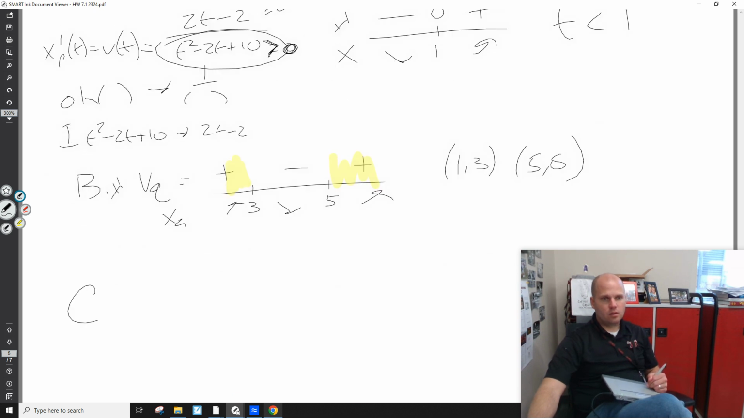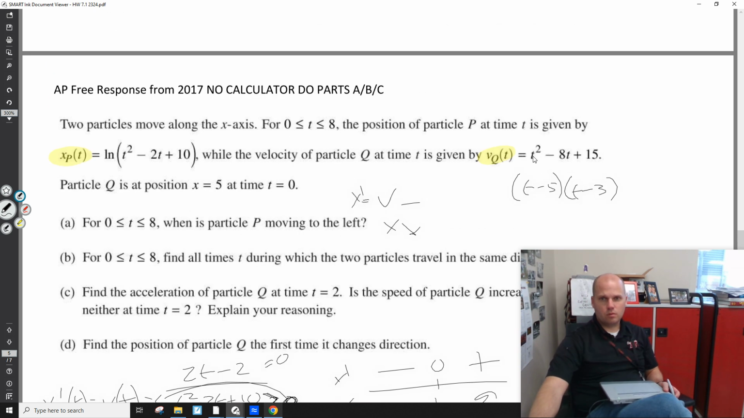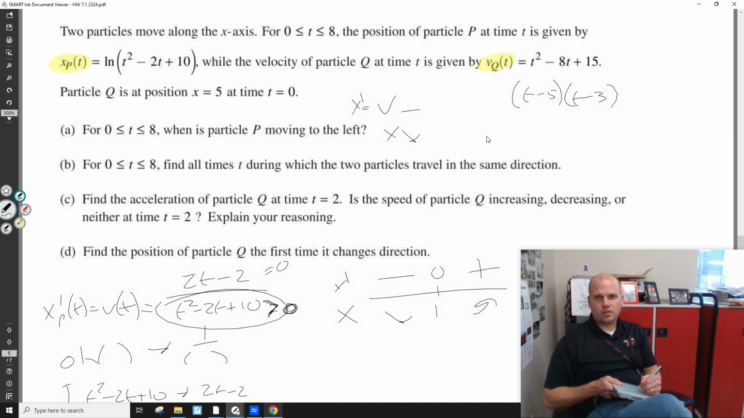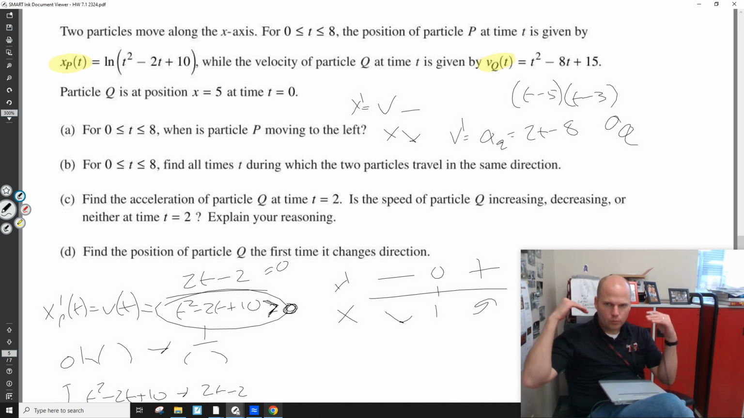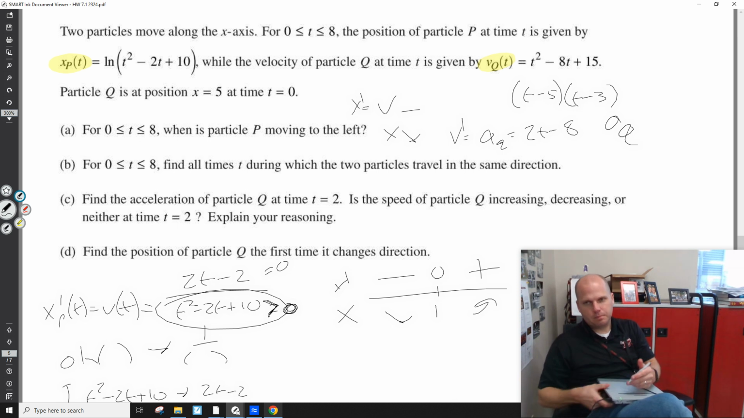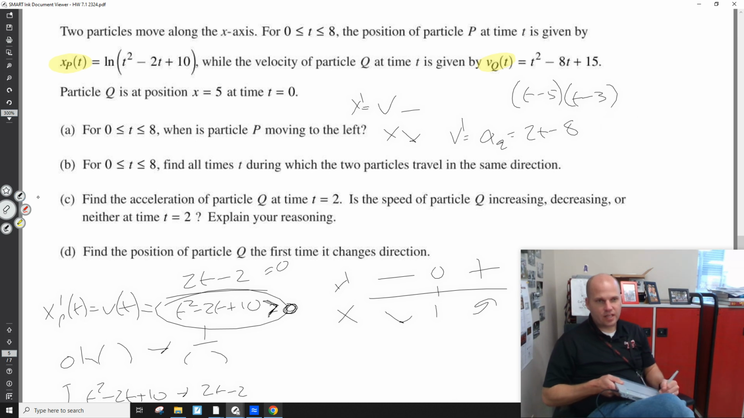Part C, find the acceleration of Q. Okay, here's the acceleration of Q, 2t minus 8 at 2. Again, how did I get that? Obviously, the rate of change of velocity, meters per second, meters per second squared. Acceleration, we got this. This is like x prime, x double prime. A at 2 is negative 4.